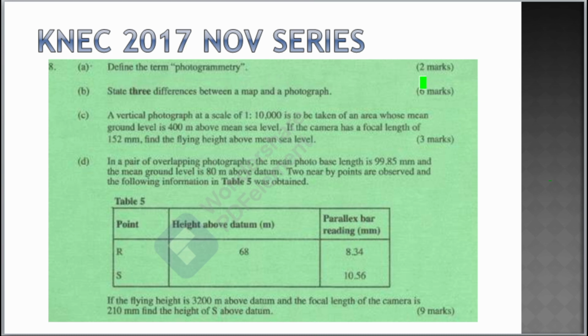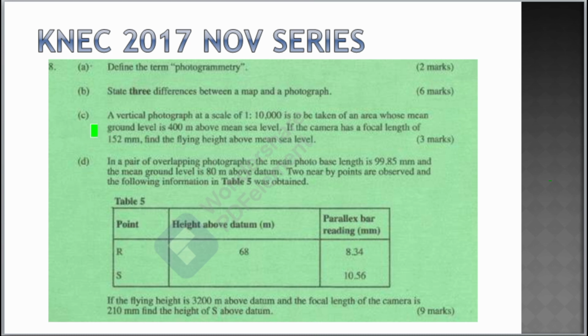Define the term photogrammetry, 2 marks. I think that is something easy you can do. Then state the difference between a map and a photograph, 6 marks. I'll make sure to provide a link below of some short notes where you can find such definitions and the differences between maps and photographs.